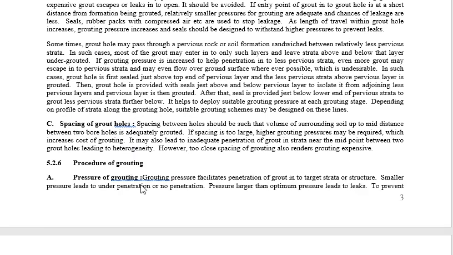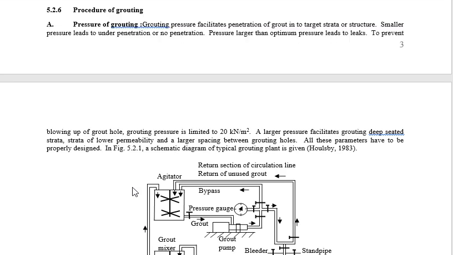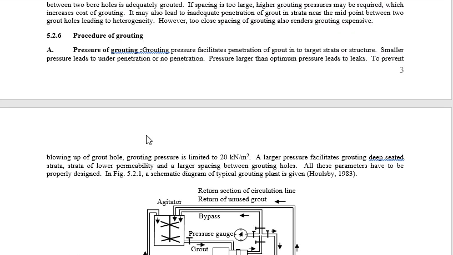Next is the procedure of grouting. The procedure of grouting consists of two steps. The first one is pressure grouting and the second one is number of stages of grouting. This is very important. Pressure grouting depends totally on the pressure of the grout. So in this case, what happens if you have a high pressure?